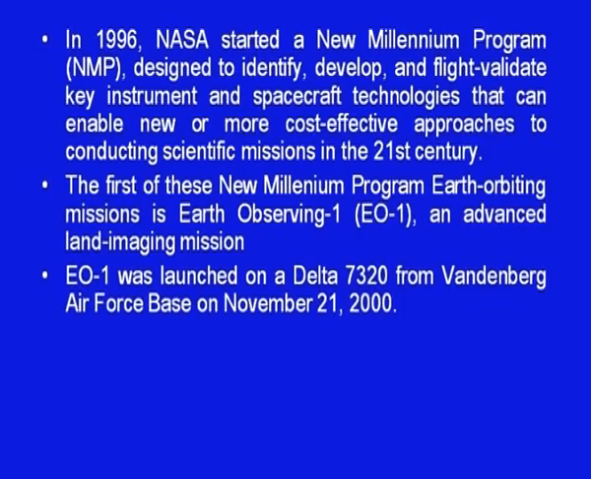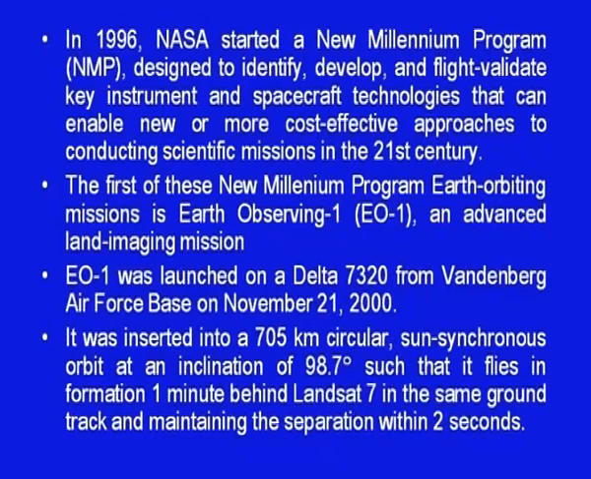EO1 was launched on Delta 7320 from Vandenberg Air Force Base on November 21st, 2000. It was inserted into a 705 kilometer circular sun synchronous orbit at an inclination of 98.7 degrees, such that it flies in formation 1 minute behind Landsat in the same ground track, maintaining the separation within 2 seconds.